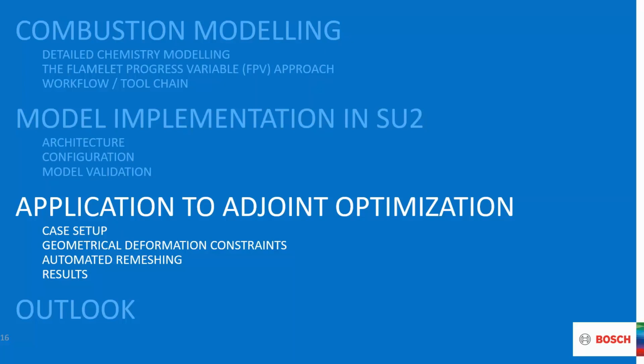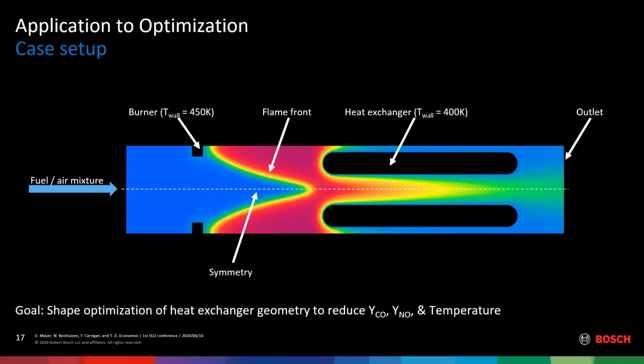So we applied this model to an optimization cycle to a simplified geometry again. This is just a test case for the overall framework. Of course, the goal is to apply this to a real product, but for now we just have this small test case here in which the fuel-air mixture comes in from the left-hand side. It's very similar to the validation case, but a little bit different. The fuel here is pure methane, and the equivalence ratio is 0.75.